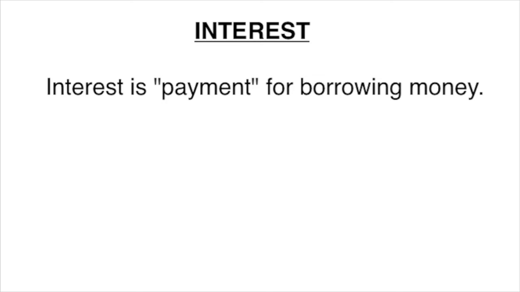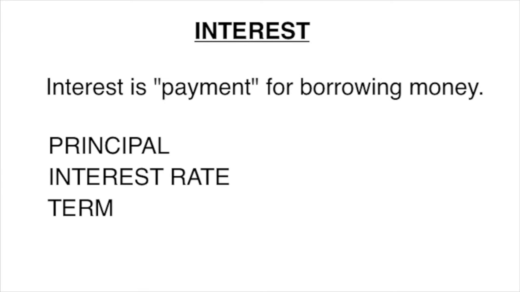So when we're talking about interest, there's a couple of things that we need to understand. There's some terms that we need to be able to define: principal, interest rate, and term. The principal is how much money you start with. The interest rate is what percentage of the principal you have interest charged over, and term is how long in years you're going to be getting interest.